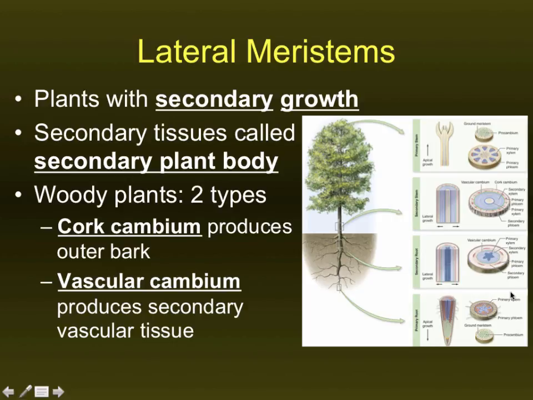Now, as time goes on, if you were to really zoom in on this picture here, what you would see is between this blue area of primary xylem and red area of primary phloem, there's going to be a layer of what's called vascular cambium. And as that vascular cambium divides, it's going to separate the primary xylem from primary phloem. So this blue area and red area are actually going to become more and more separate over time.